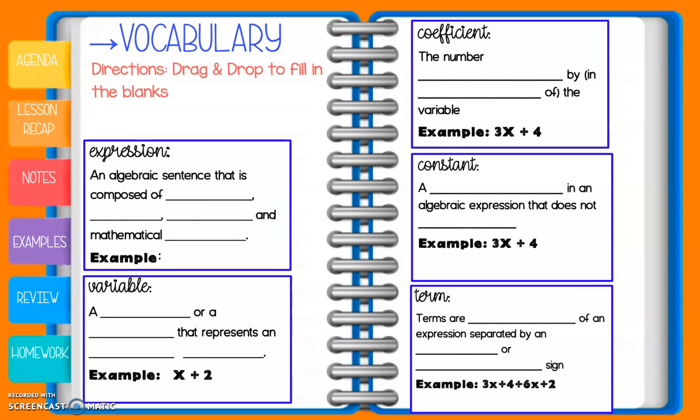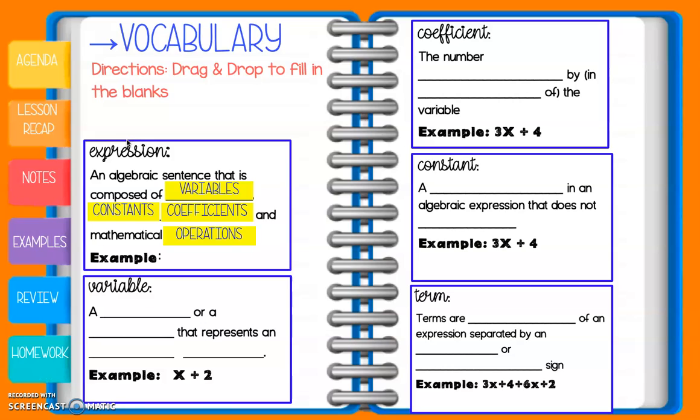All right, guys, today in class we talked about identifying parts of an expression. And the most important thing we need to know when we're doing this is the vocabulary that goes along with expressions. Okay, so first and foremost, an algebraic sentence that is composed of variables, constants, coefficients, and mathematical operations is called an expression. Okay, so an expression is just a combination, and it can be written a whole lot of different ways, but it contains variables, constants, coefficients, and math operations.